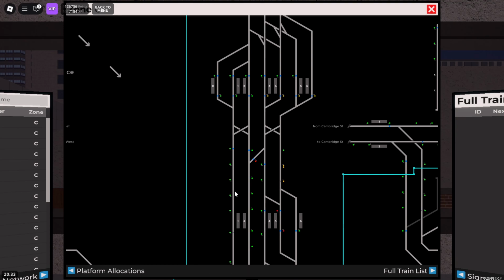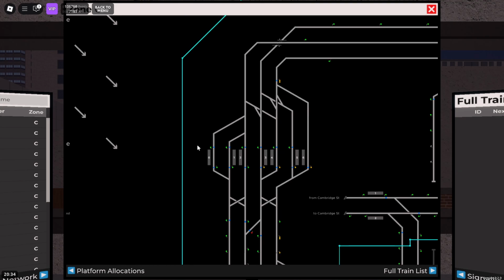If a Connect train needs to come back to this line, we will set the entrance signal here, also the exit signal here, allowing this train to come to the Connect line to move to its final destination. Now take a look here. This is Stepford Airport Central.